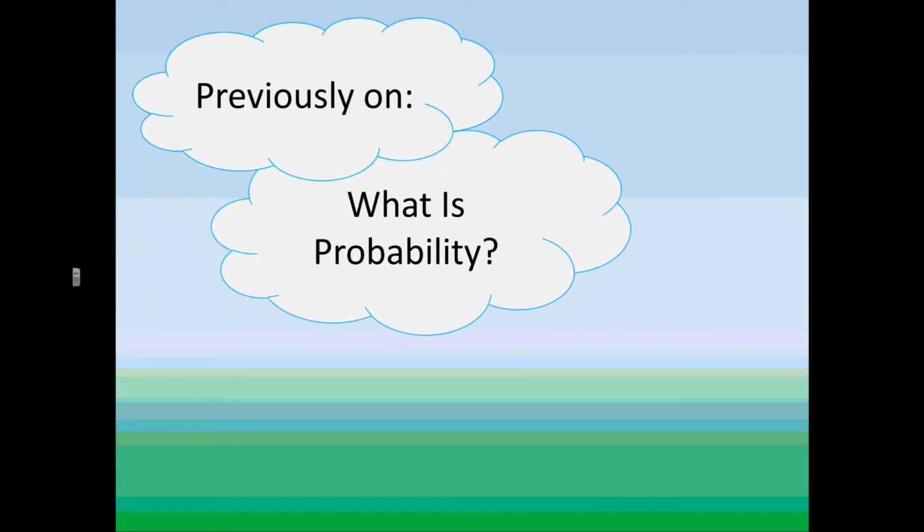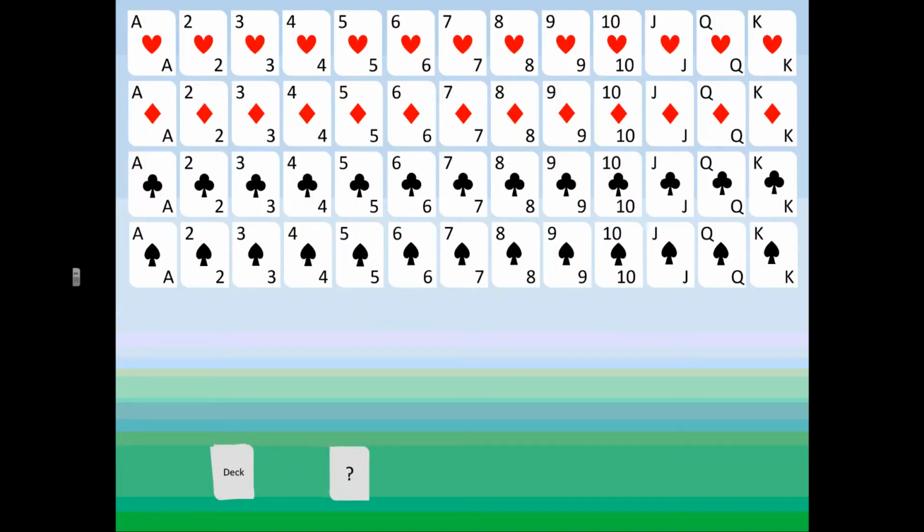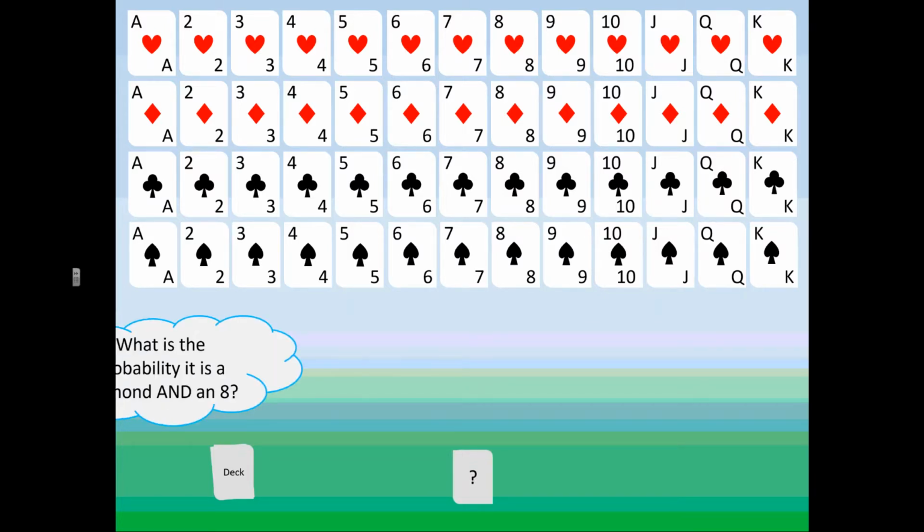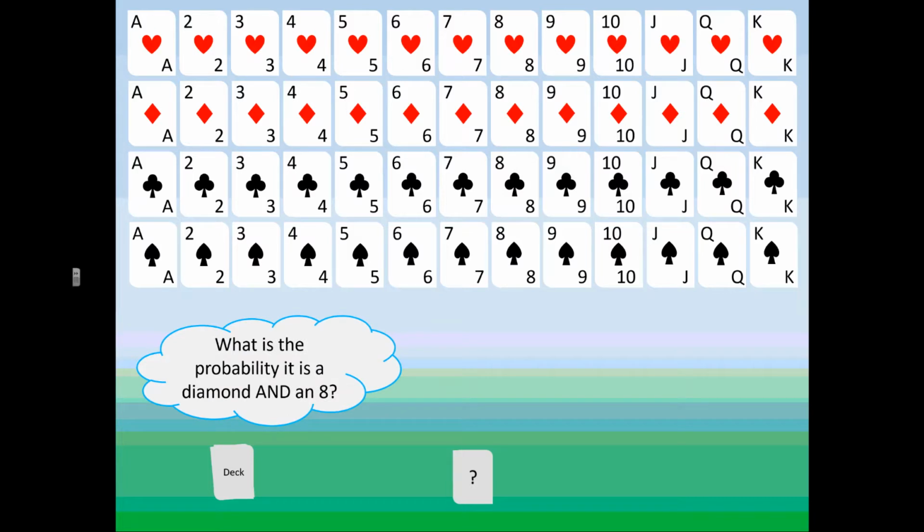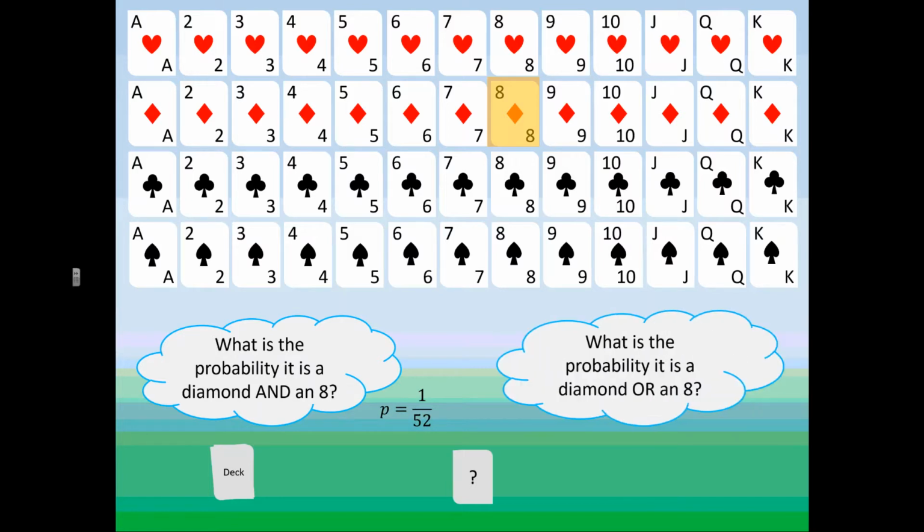What is Probability? So last time we talked about a deck of cards and pulling one card out of the deck. We then discussed what is the probability that that one card is a diamond and an 8. A diamond and an 8 is only 1 out of 52 cards. Then we discussed OR, and how AND and OR are not at all the same. The probability that it is a diamond or an 8 is actually quite larger. It's 16 out of 52.